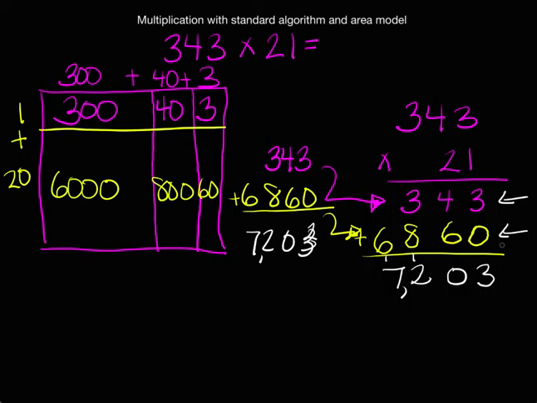So when we multiplied in our algorithm, we got partial products. We added our partial products together. We got our final product. In our area model, we have partial products. We add our partial products together, and we get our final product. Our area model just represented and showed in a model form what we did with the algorithm.